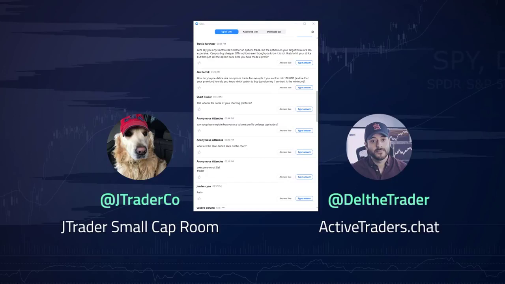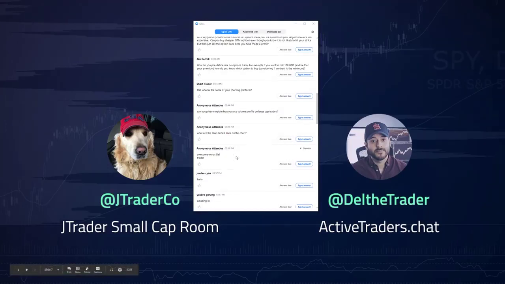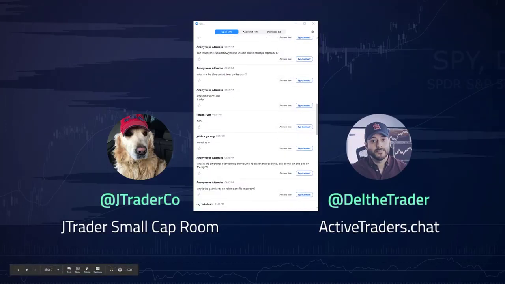Another one: what are the blue dotted lines on the chart? I think it's in your charts, Dell. Oh, those were just price levels that I identified in the past. That's all. They're just horizontal rulers. What is the difference between the two volume nodes on the bell curve, one on the left and one on the right?